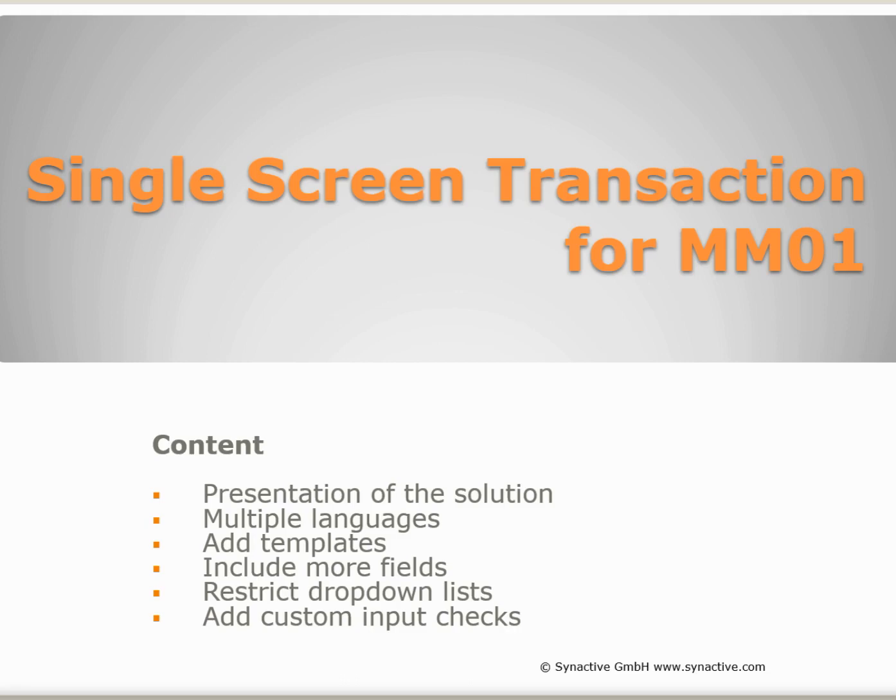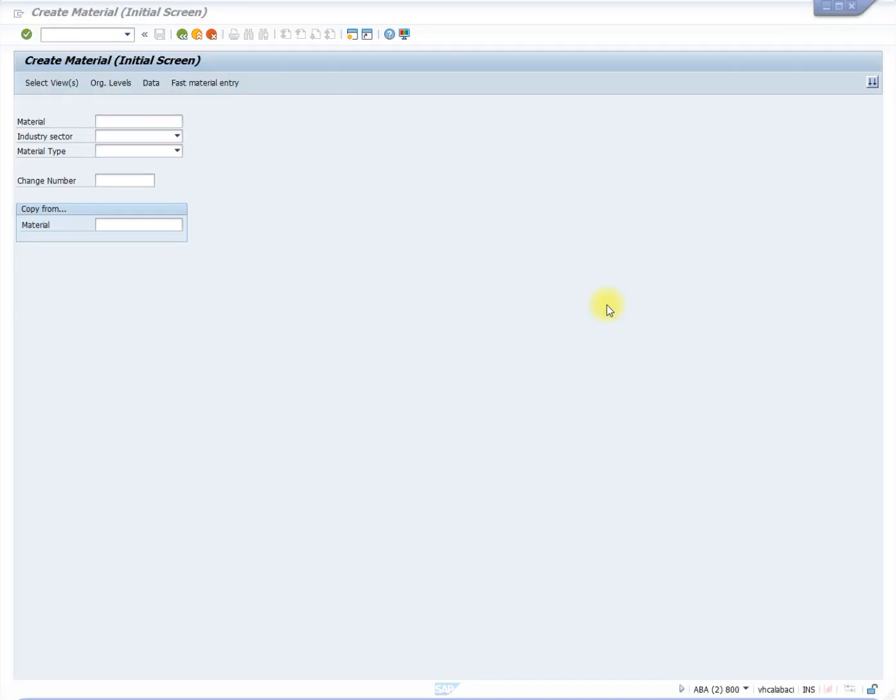Today's topic is about creating a single screen transaction with GUI XT. SAP standard transactions are often made up of multiple screens and tabs that the user has to click through. Here we want to demonstrate how all input fields can be positioned on a single screen.